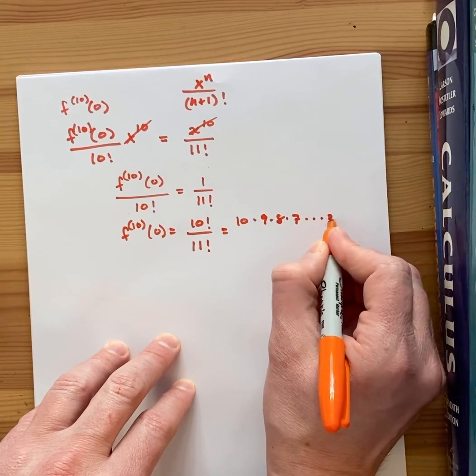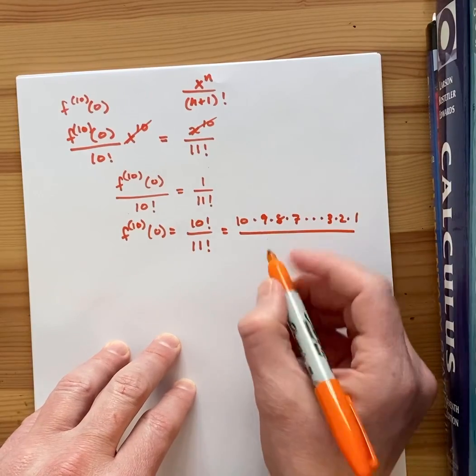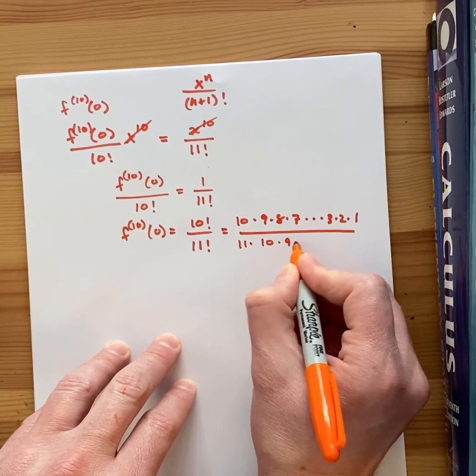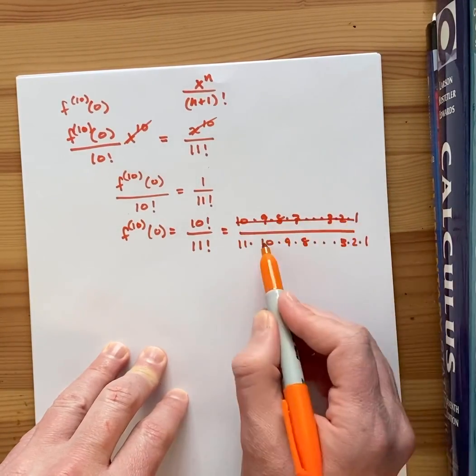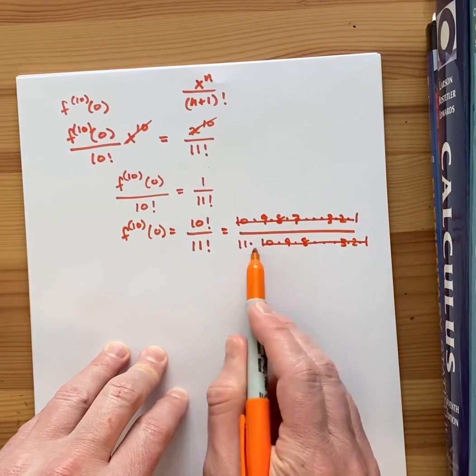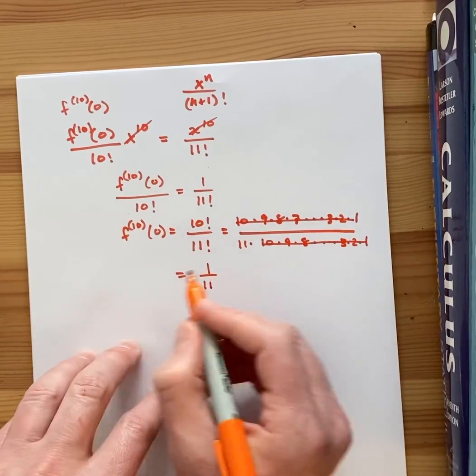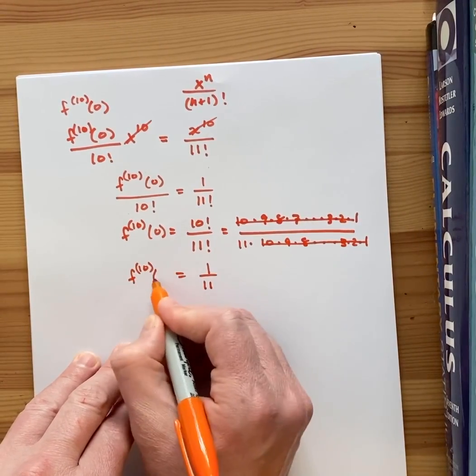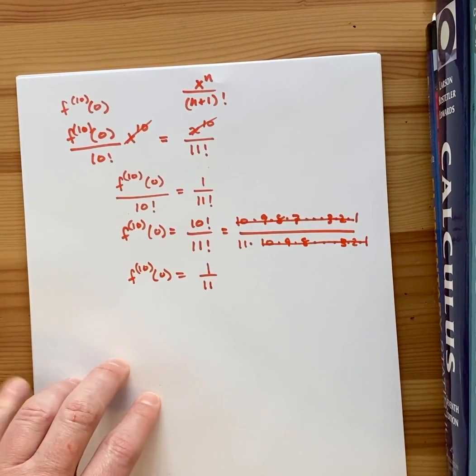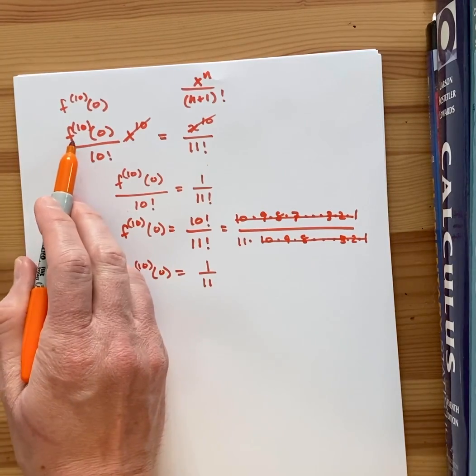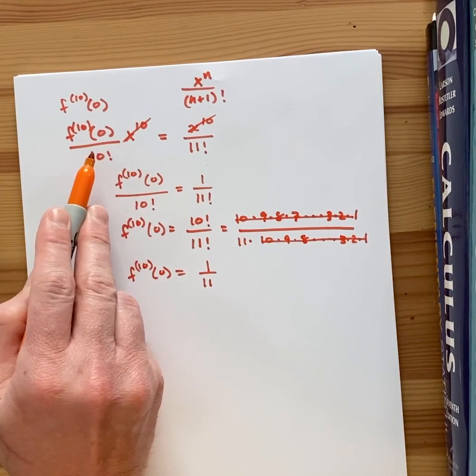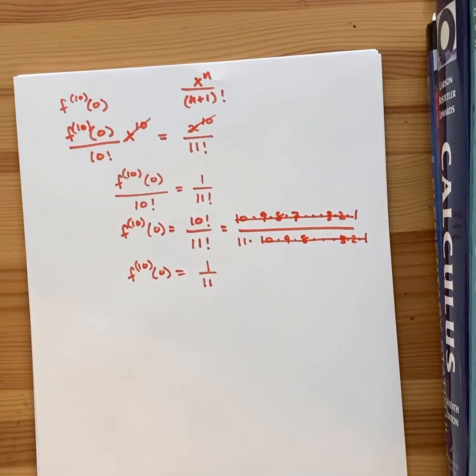7 ... 3, 2, 1, all over 11 times 10 times 9 times 8 ... 3, 2, 1. And you could see what's going to wind up canceling is that 10 factorial cancels out for both top and bottom, and you're just left with 1 over 11. So that would be what our 10th derivative at 0 would equal: 1 over 11. Those are the first two that you are looking for, which are very nice, easy problems, but you got to get used to understanding the notation. We always know that this would be the setup, and if it equals that, we're just solving for the 10th derivative at 0.